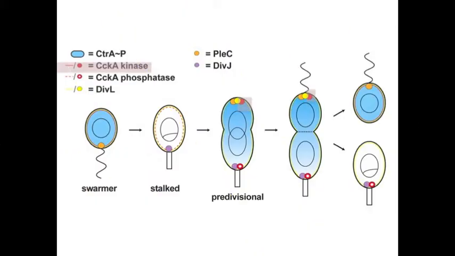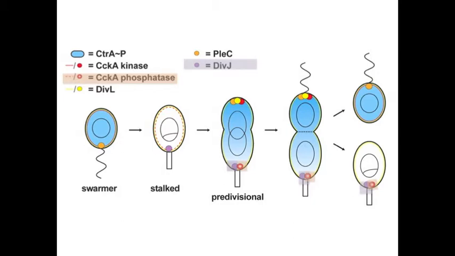CckA works as a kinase, phosphorylating CtrA at the swarmer pole, and as a phosphatase, dephosphorylating CtrA at the stalked pole. When CtrA is phosphorylated, the cell is shaded blue. At the stalked pole, the protein DivJ is present. It activates the CckA-DivL complex so that it can dephosphorylate CtrA.